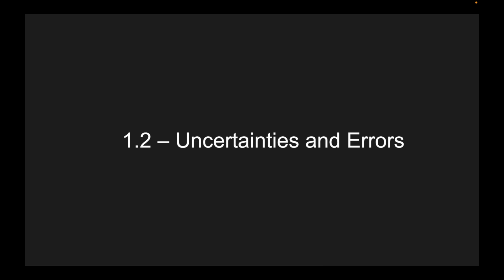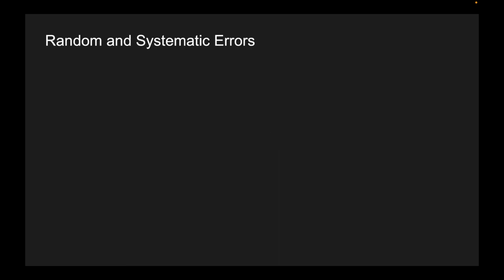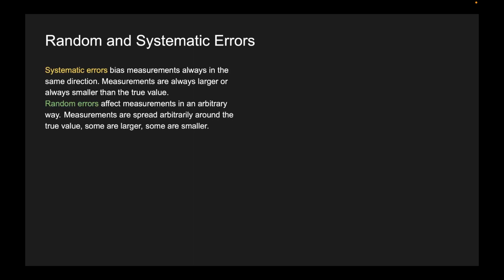We have finished with the first subunit, and now we are moving on to the next one, which is uncertainties and errors. Firstly, let's talk about errors. There are two types of errors, random and systematic. Systematic errors bias measurements always in the same direction, that is, measurements are always larger or always smaller than the true value. However, random errors affect measurements in an arbitrary way. Measurements are spread around the true value, some are larger, some are smaller.